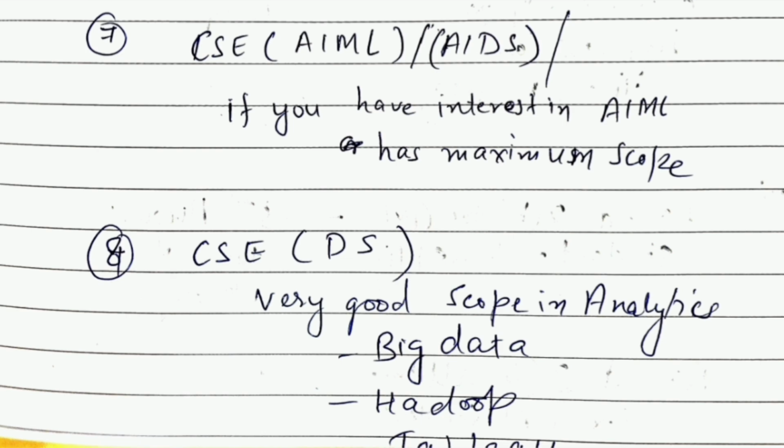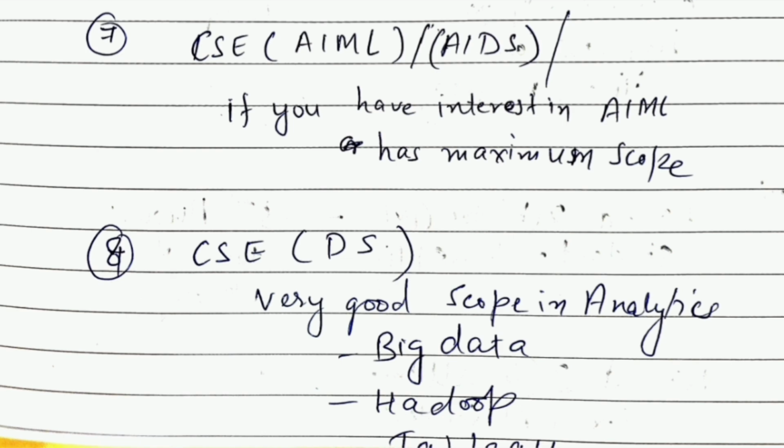Next, I will come to CSE specialization branches. The most popular one is now artificial intelligence and machine learning, right? It has got the maximum scope, and this is where the world is going. Everyone knows ChatGPT or any other generative AI, everything is based on AI ML. So this will have a large number of applications in every industry. So AI ML is the next preferred branch you can take.